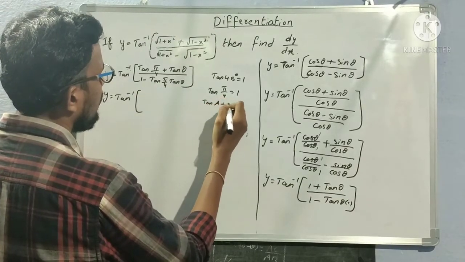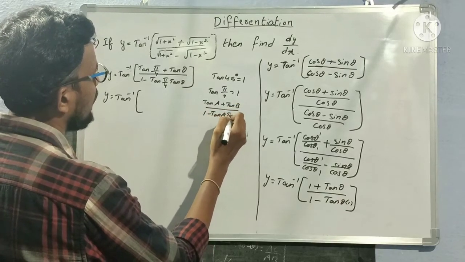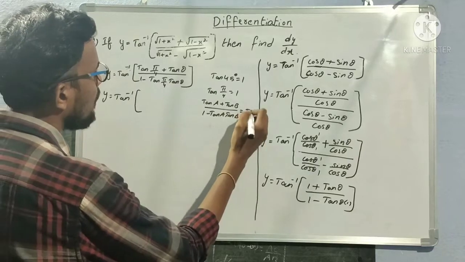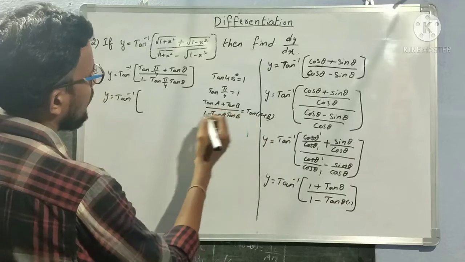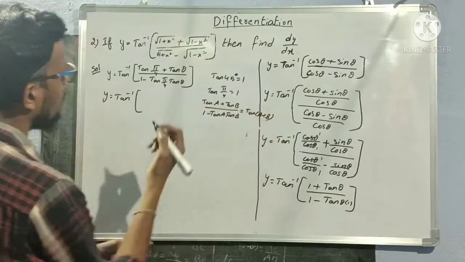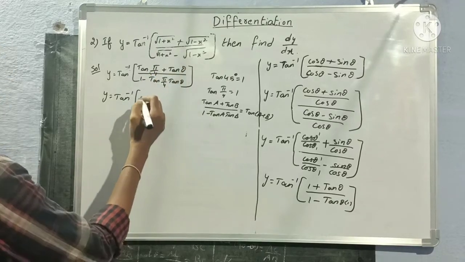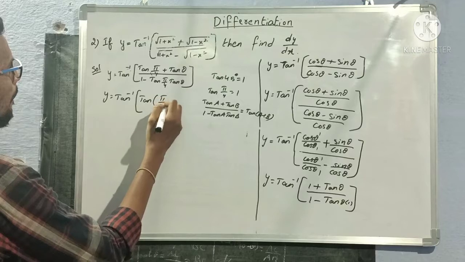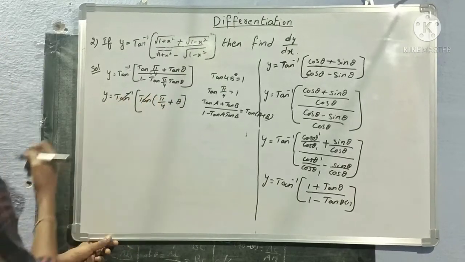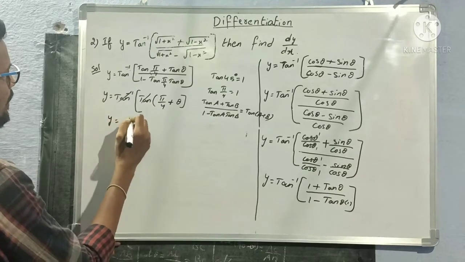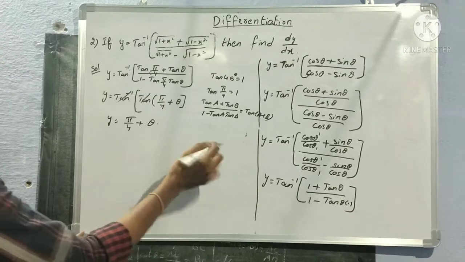So tan A plus tan B by 1 minus tan A tan B is equal to, what's the formula? Tan of A plus B. So instead of tan A plus tan B by 1 minus tan A tan B, I can write tan of A plus B here. In place of A, what do I have here? Pi by 4. In place of B, what do I have here? Theta. So tan of pi by 4 plus theta. So here tan inverse tan gets cancelled, and I am left with y is equal to pi by 4 plus theta. Okay, I hope everybody understood up to here.